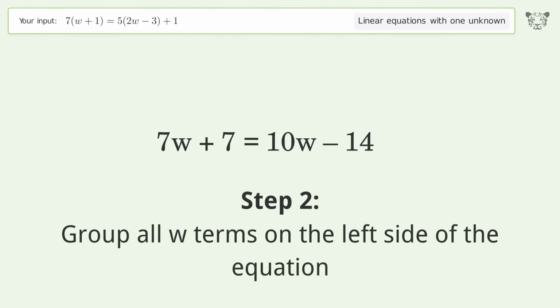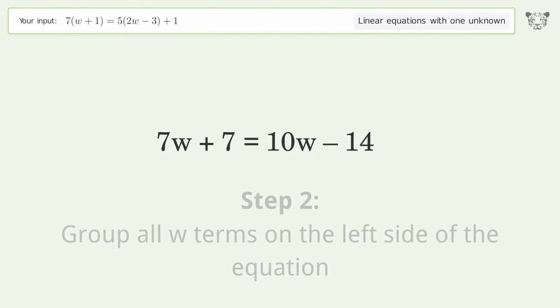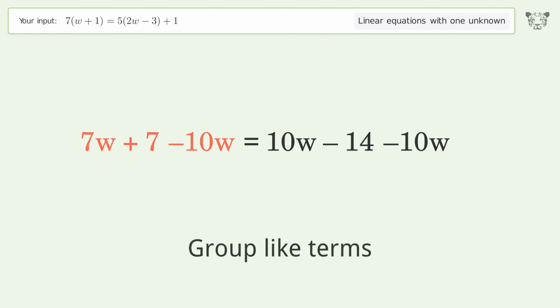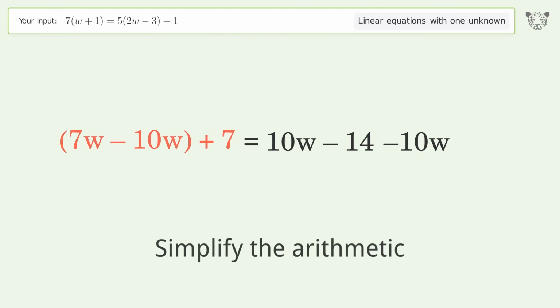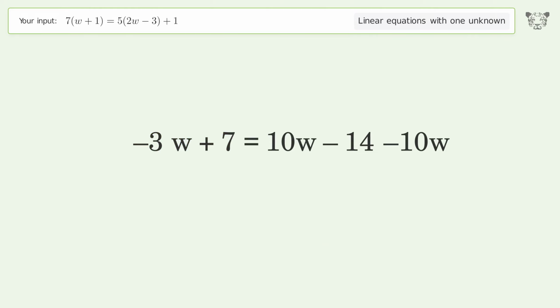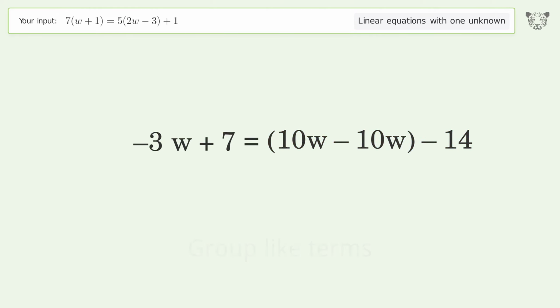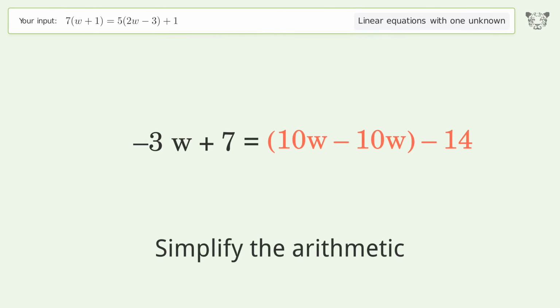Group all w terms on the left side of the equation. Subtract 10w from both sides. Group like terms. Simplify the arithmetic. Group like terms. Simplify the arithmetic.